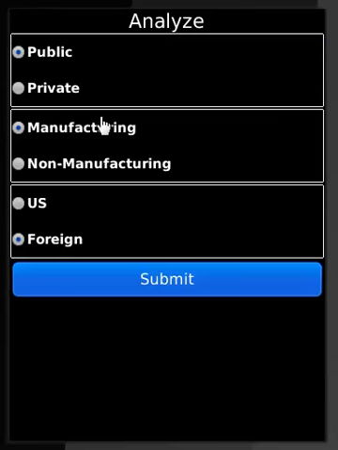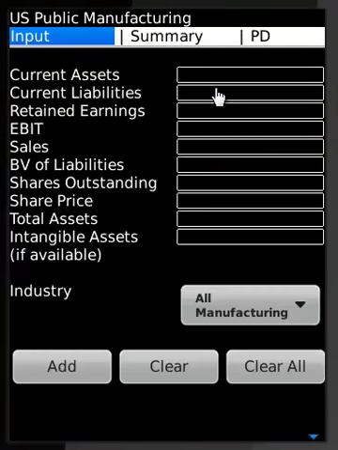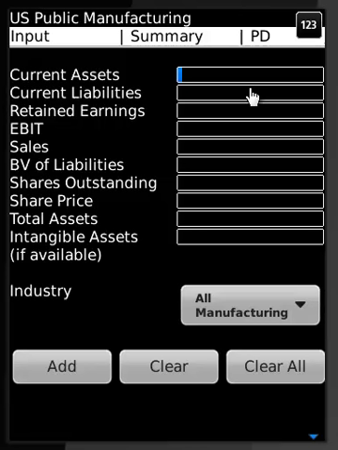Let me go back to the US public manufacturing company. In that case, we will enter some data.